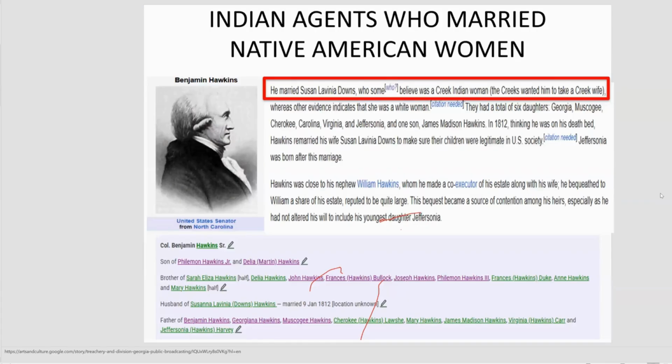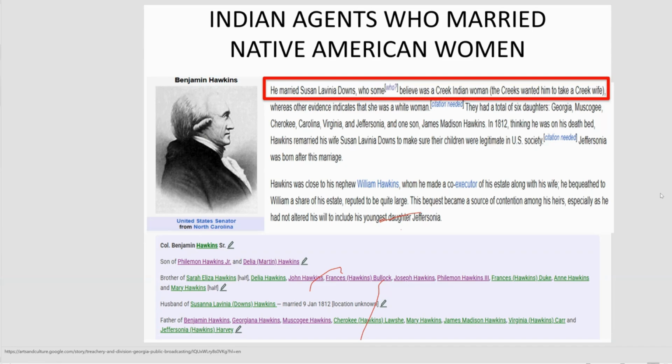Now, the Indian agents who married Native American women, that was an important conversation that I shared last week. I did a talk on the Melungeons because we needed to understand where these Native Americans who intermarried are, so that we can find our connection to them wherever this is. So Benjamin Hawkins actually married a woman named Susan Lavinia Downs, who was believed to be a Creek Indian woman. There's people saying she was, there's people saying she wasn't. I've purchased books, and these books are telling me that she was.